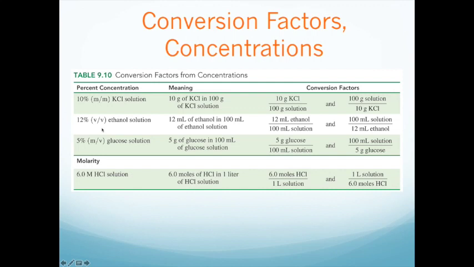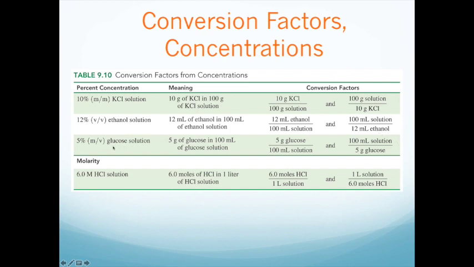If you have a 12% volume ethanol solution, that means that there are 12 milliliters of ethanol in 100 milliliters of ethanol solution. This is useful if you're measuring out solutions of ethanol in the lab, or if you're trying to count the number of drinks that you've had. 12 milliliters of ethanol will be present in 100 milliliters of solution, and 100 milliliters of solution will contain 12 milliliters of ethanol.